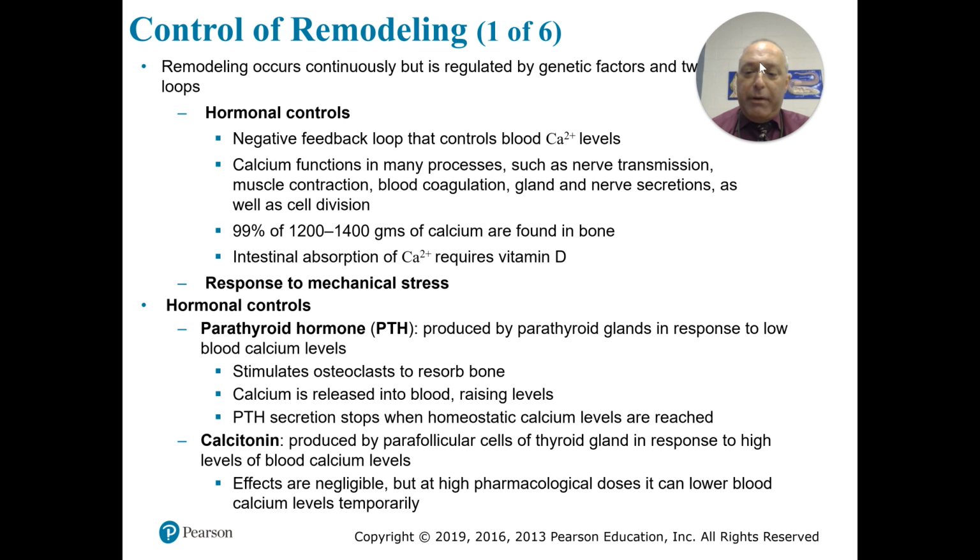So the hormone, parathyroid hormone, produced by the parathyroid glands, responds to low blood calcium levels. And so this is going to stimulate the osteoclasts to resorb bone. Calcium is released into the blood, raising the levels, and PTH secretion stops. This is negative feedback. You also have calcitonin, produced by the parafollicular cells of the thyroid gland in response to high calcium levels.